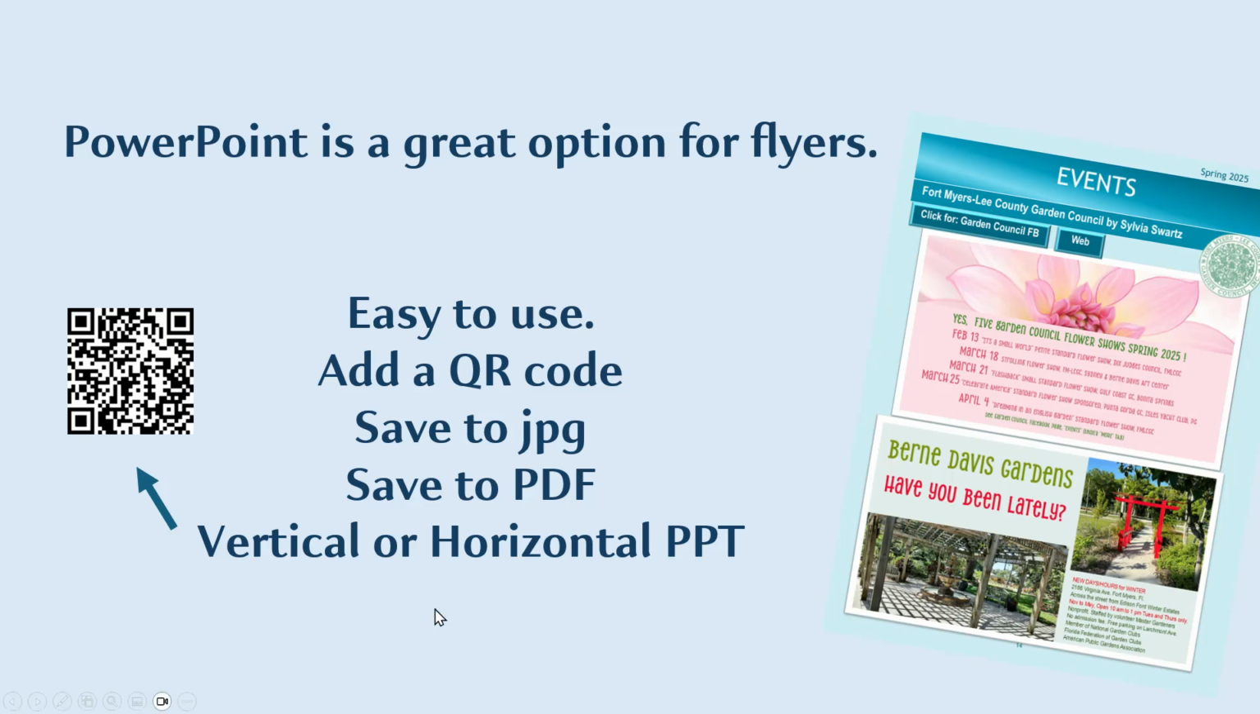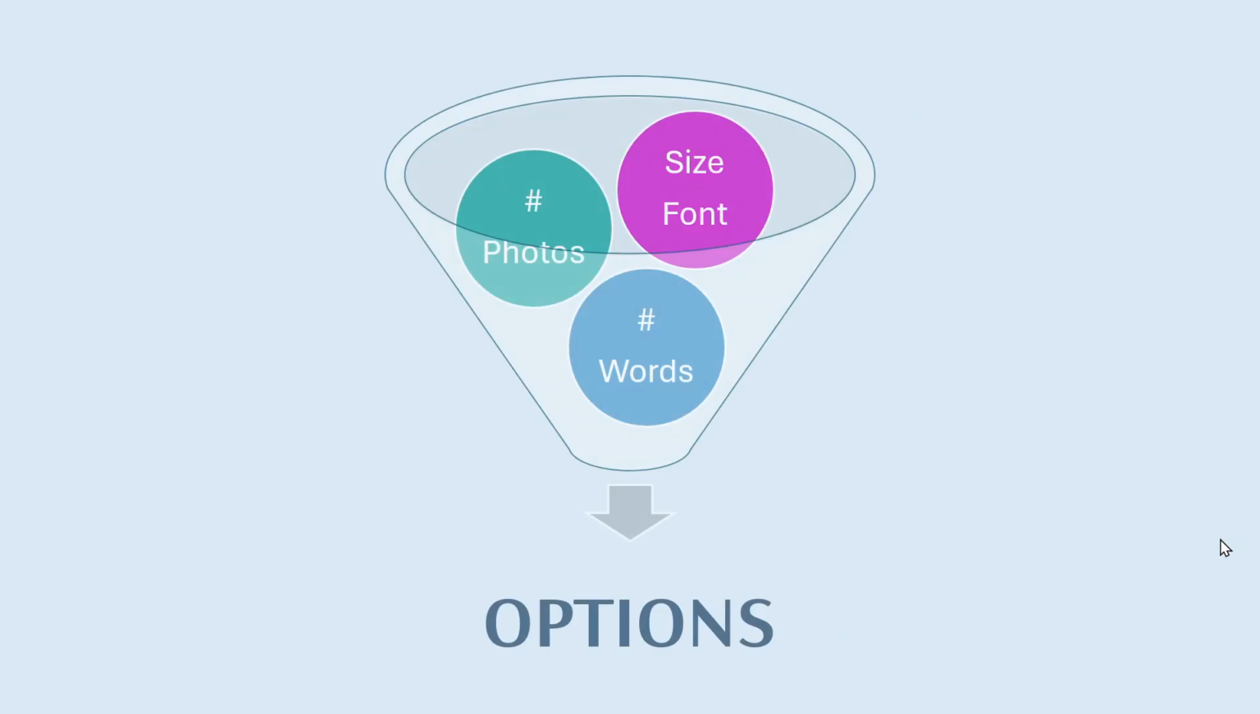If you'd like to learn how to change PowerPoint from horizontal to vertical, this QR code will take you to a 3-minute video to show you how to take it back and forth. And this QR code is a 3-minute video on how to add a QR code or create a QR code within PowerPoint. And you can save that QR code for other documents. So again, you have a choice here of horizontal or vertical.